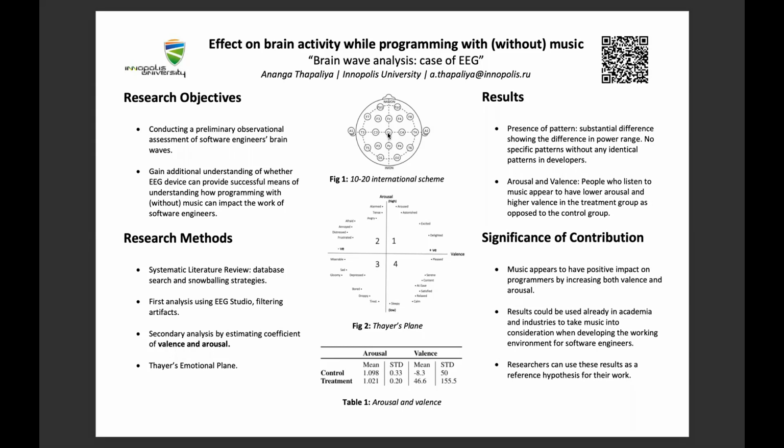And the secondary analysis was done by estimating the coefficient of valence and arousal using Thayer's emotional plane, which is one of the most known models. Thayer published it in 1989, as we can see here in figure 2. Thayer's model is based on two basic and effective parameters, music energy and music pleasure. These parameters are known as arousal and valence. So I divided Thayer's model into discrete emotion sections based on the level of arousal and valence.